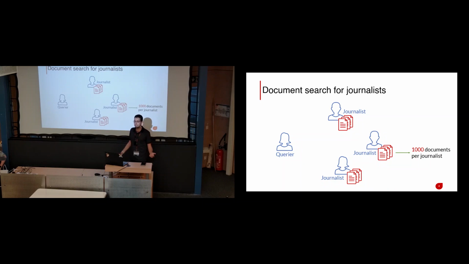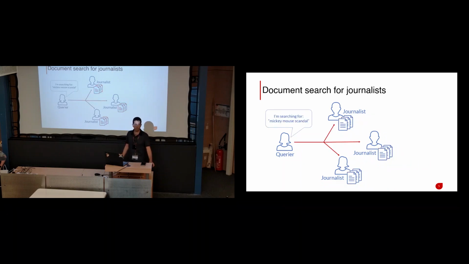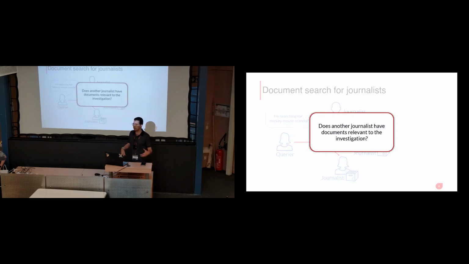Now, one of these journalists wanted to come and ask a query about an interesting topic of investigation, and the system needed to find another journalist who has documents relevant to this investigation. Then we could put them in contact, and they could decide whether they wanted to do a collaboration.